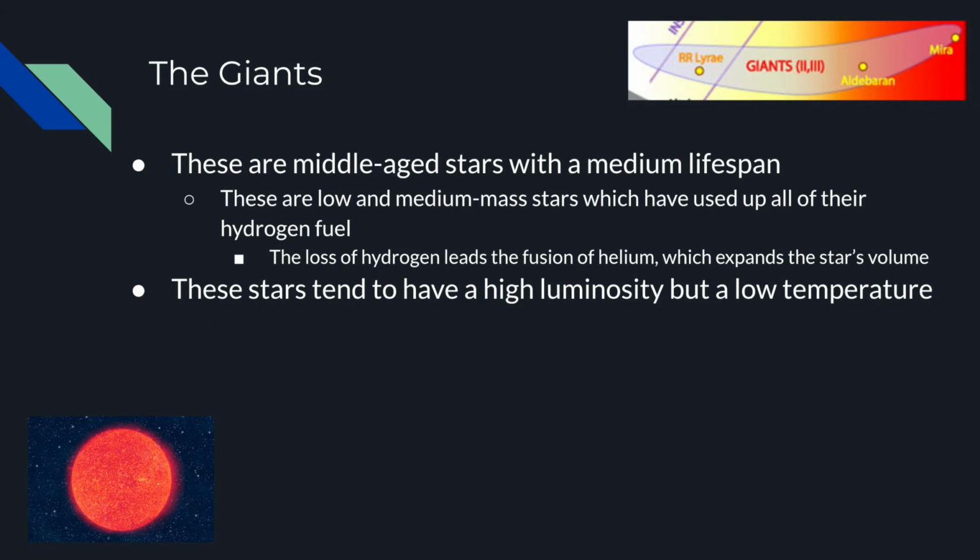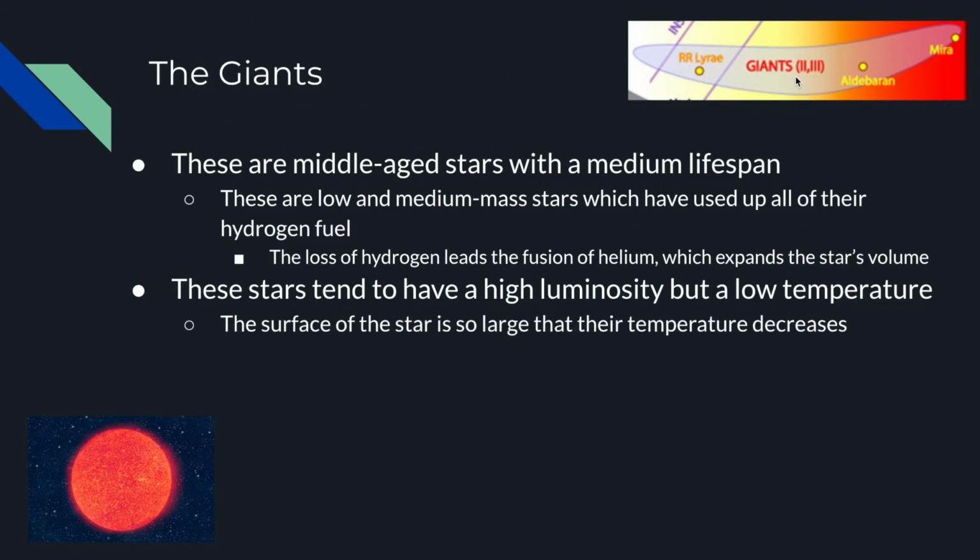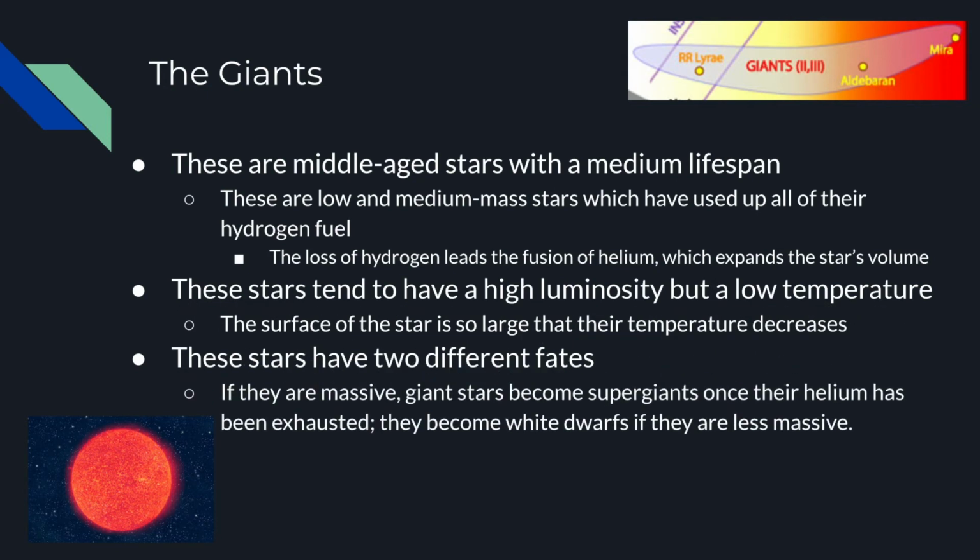Giant stars tend to have very high luminosities. They're some of the brightest stars in the sky, but they also have a pretty low temperature. The reason that they have a very low surface temperature is because their surface is enormous. The helium fusion has expanded the star's volume so much that it actually forcibly cools it. Now, giant stars have 2 different fates. If they are particularly large, giants will become supergiants once their helium has been exhausted. If they're smaller like our sun, they will instead become a white dwarf.